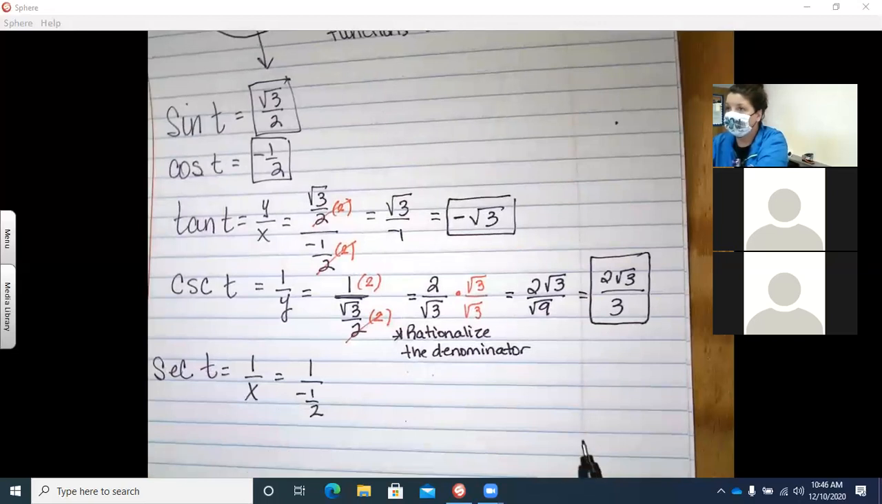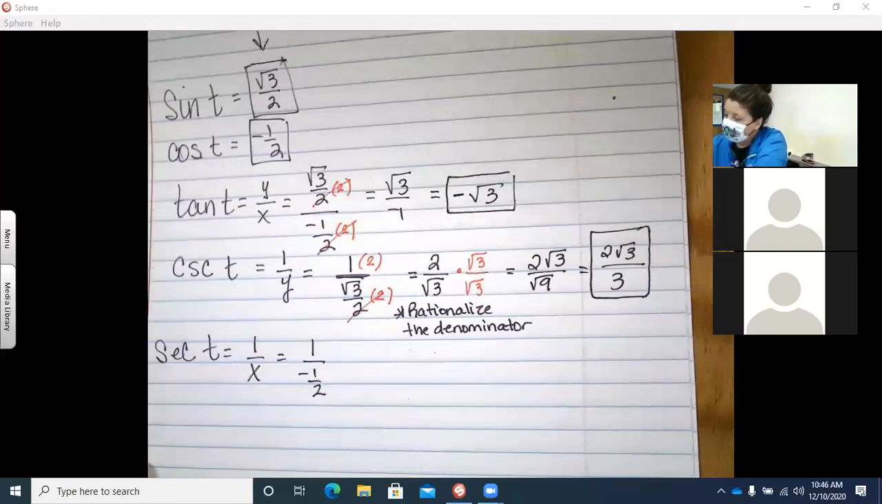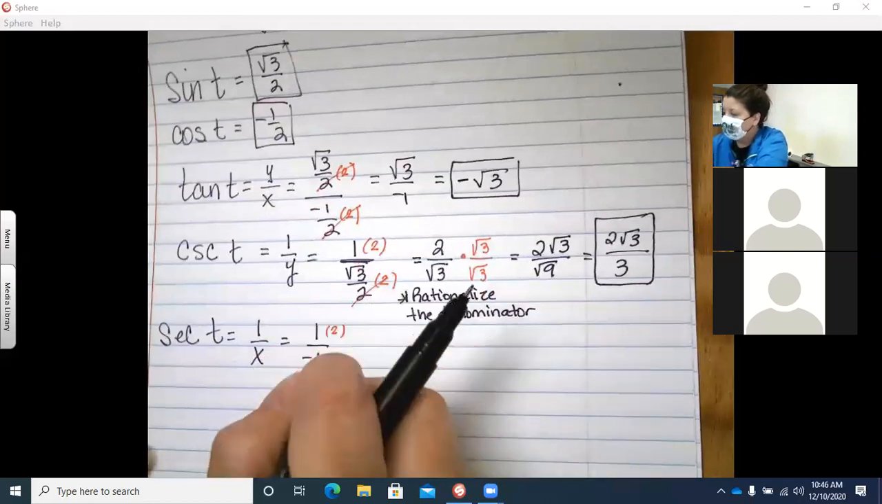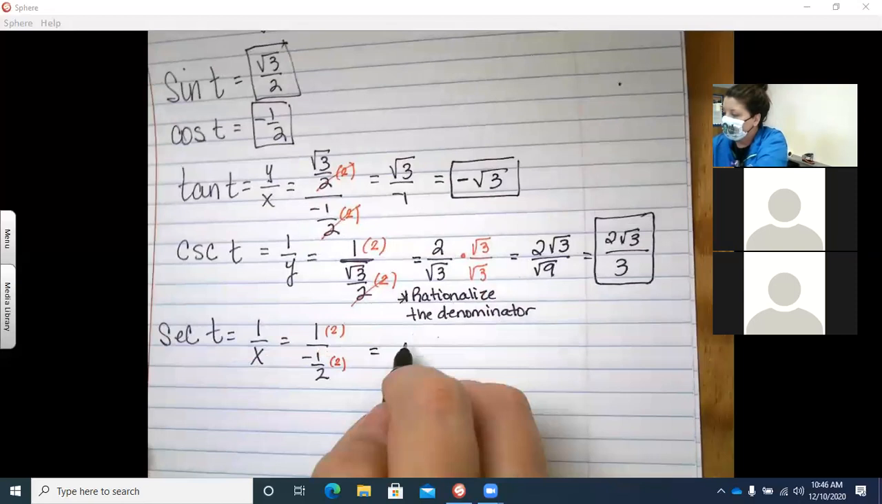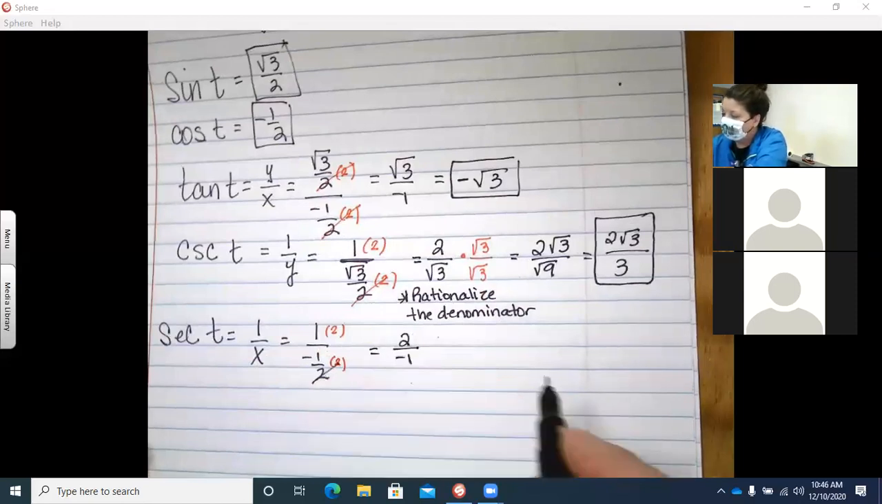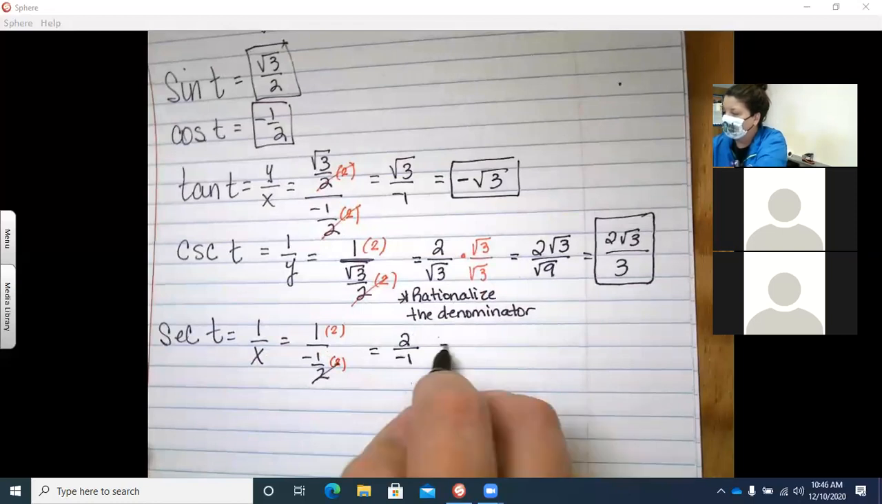You're not going to get very many points if you leave your answer like that. We don't want a fraction within a fraction. What can I do? Multiply top by 2 and bottom by 2. So that gives me 1 times 2 is 2. Over in the denominator, the 2's cancel. I'm left with negative 1. And what is 2 divided by negative 1? Negative 2. Boom.